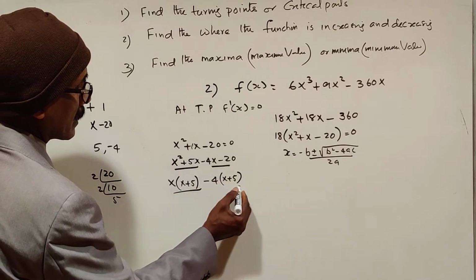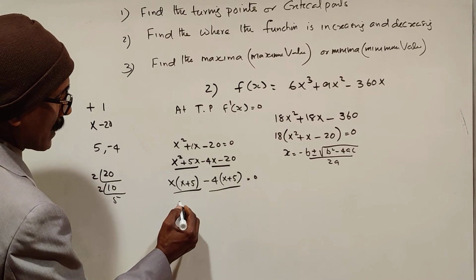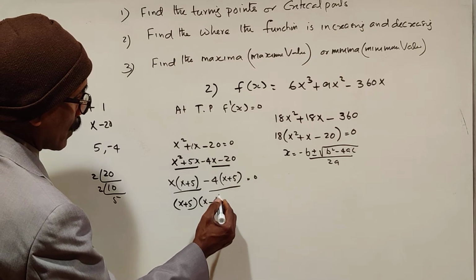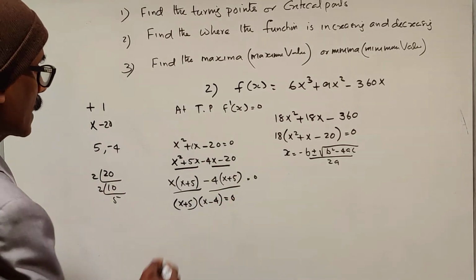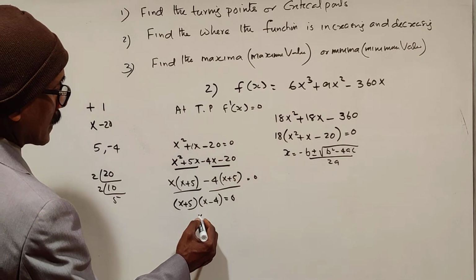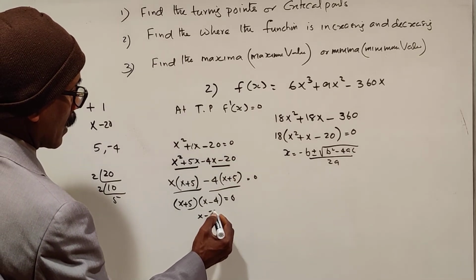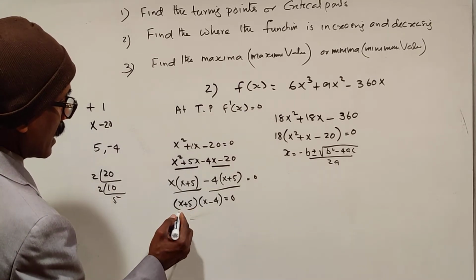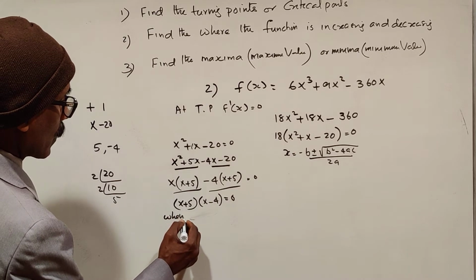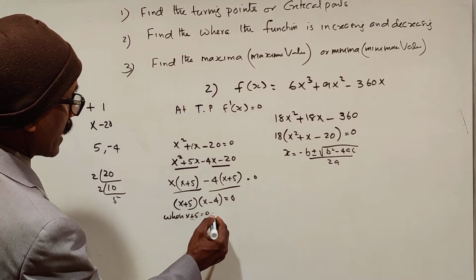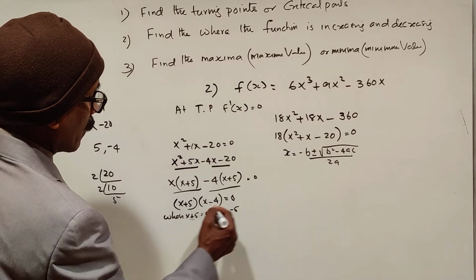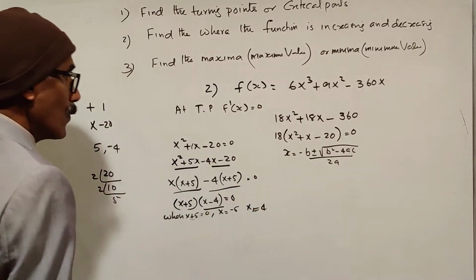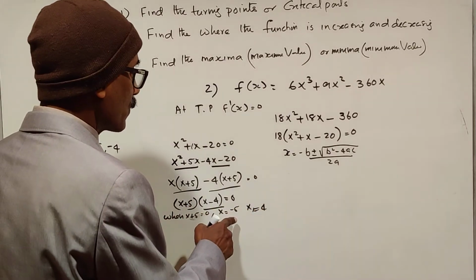So again, x plus 5 is a common factor. x plus 5 into x minus 4 equals 0. Okay. x is equal to minus 5 when x plus 5 is equal to 0. When x plus 5 is equal to 0, what is x? x is equal to negative 5. When x minus 4 is equal to 0, x is equal to 4. There are 2 points. One is minus 5 and the other is 4.